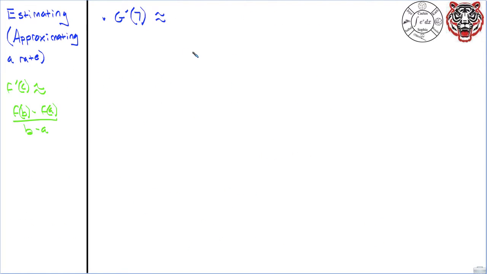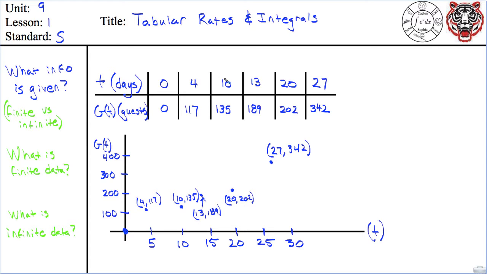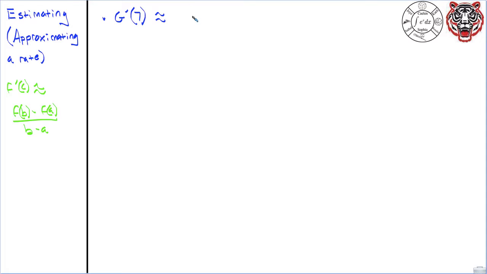Remember, I'm looking for g of 7. So if 7 is right here, we want to look at this point and this point: 4 to 10. So you choose the points closest to you.